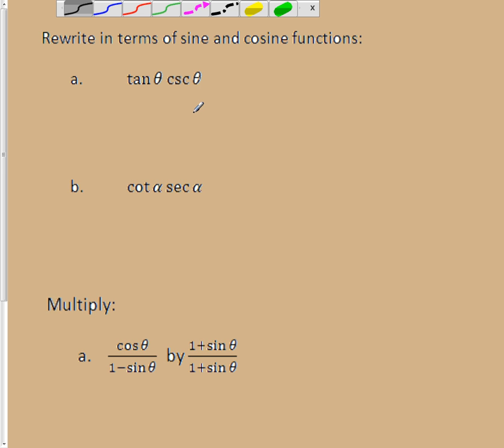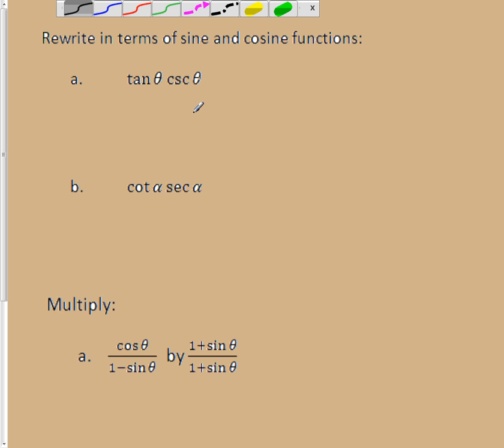And what we're going to do today is get ourselves prepared to be able to prove trig identities. So we're going to start out with writing some of our trig identities in terms of sine and cosine and get them to reduce to something other than tangent, cosecant, cotangent, and secant. So let's take a look at our first one.